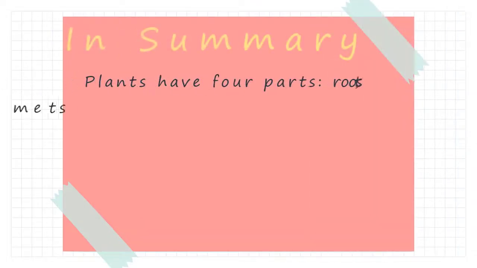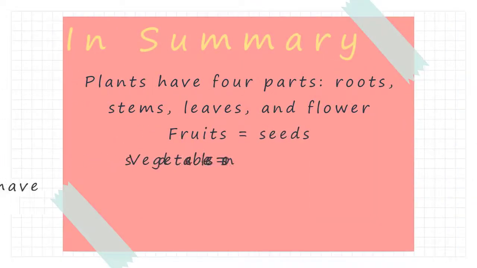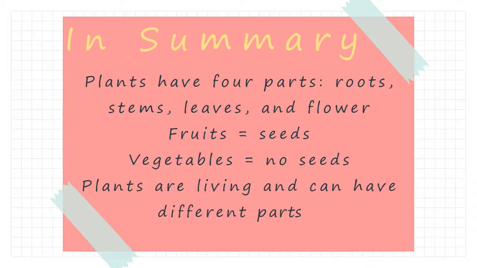In summary, plants have 4 external parts: the roots, stems, leaves, and flower. Fruits are part of a plant that have seeds, and vegetables do not. And finally, plants are alive and all have their own unique structure.